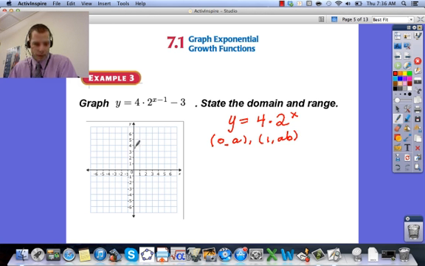So 0 comma a is 0 comma 4 right there. And 1 is a times b, so 2 times 4 is 8. So that's up here. So that might be tricky to plot, okay? So let's go back and we try -1. We can plot another point. So -1 would make 4 times 1/2. So that's just 2. And if we plug in -2 for x, we get 4 times 1/4, which is 1. And this is the parent function.